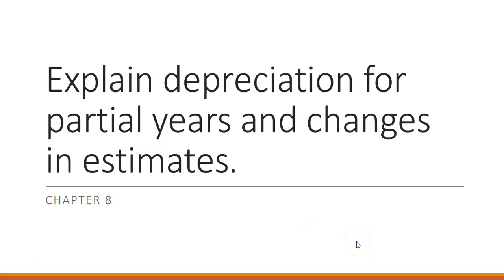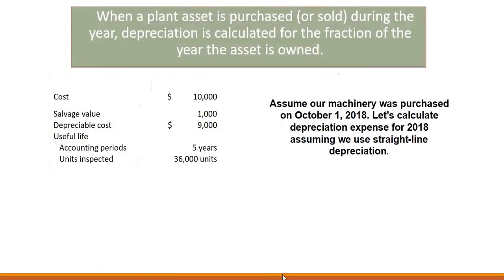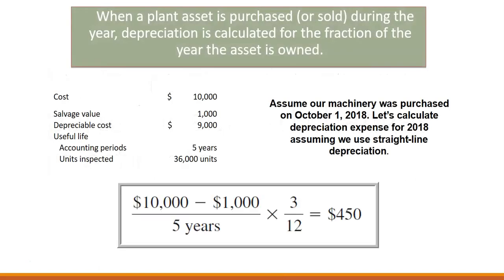So we continue our discussion of depreciation. One is that if we purchase an asset midway through the year, we wouldn't take a full year of depreciation. We would take a partial year of depreciation. We're using the same example from all of our previous examples, where we have a piece of equipment with a cost of 10,000, salvage value of 1,000, and useful life of 5 years.